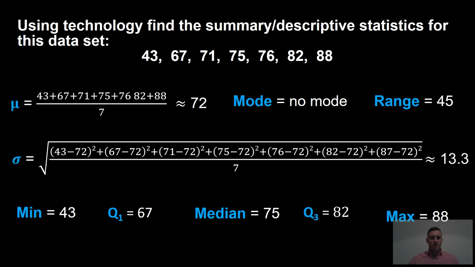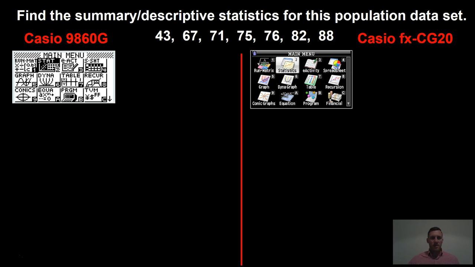In my previous video on measures of center, measures of spread, and the standard deviation, we learned how to calculate the summary or descriptive statistics manually for this dataset. I'll now show you how to calculate these using the graphics calculator. Let's find the summary or descriptive statistics for this population dataset. Here we have the main menu of two different Casio calculators.